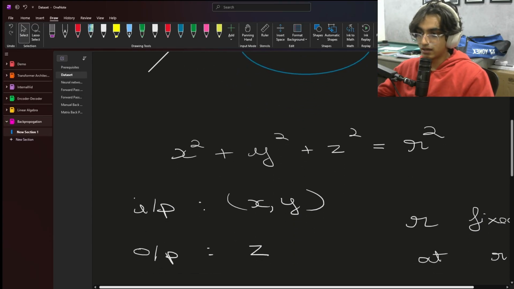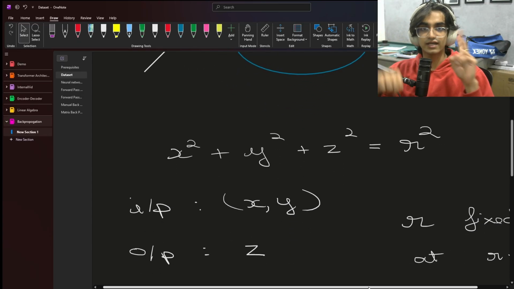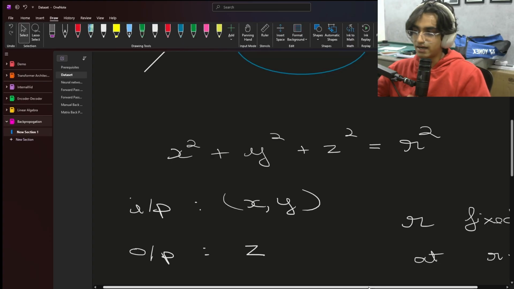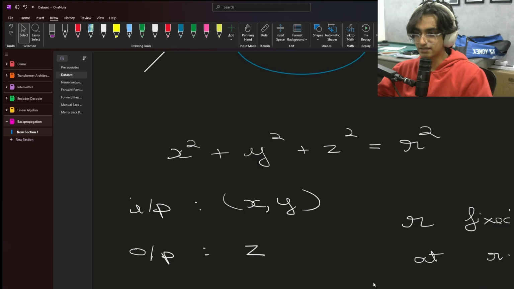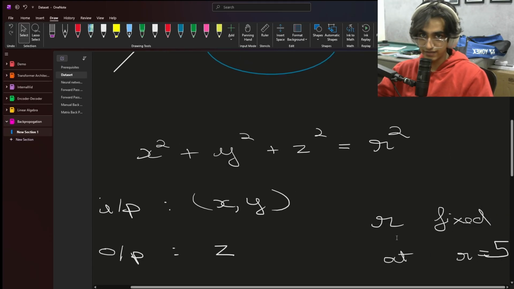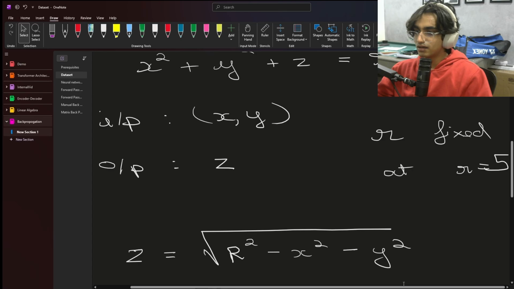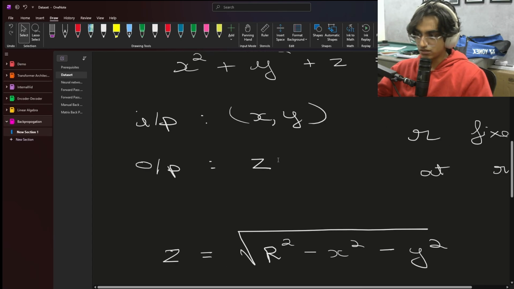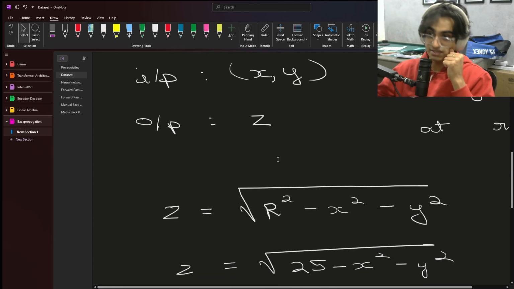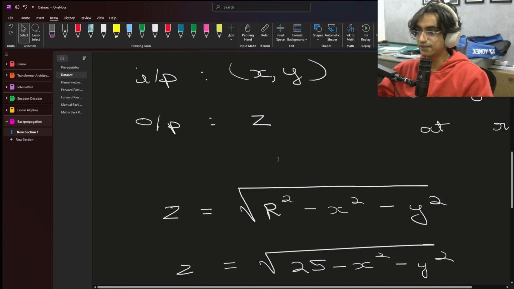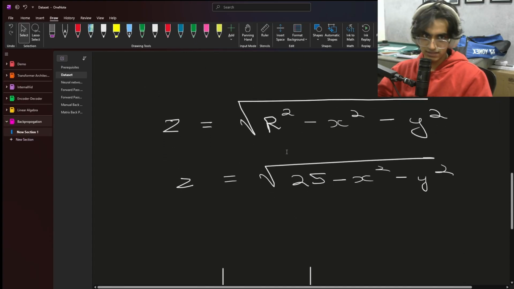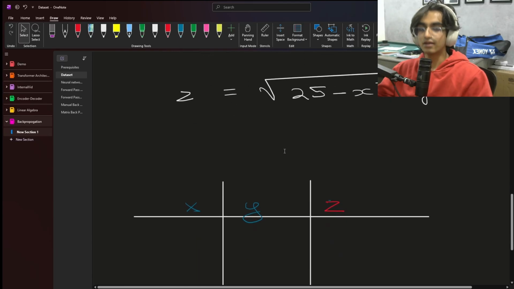We're going to take two inputs. Our neural network is going to take two inputs, our x and y, and our target is going to be the z variable, and we're going to fix the radius to something constant. Over here, I'm going to take radius as 5. If we rearrange the equation, we get z is equal to the square root of r squared minus x squared minus y squared. Here we're going to substitute r squared to be 25 because 5 squared is 25.